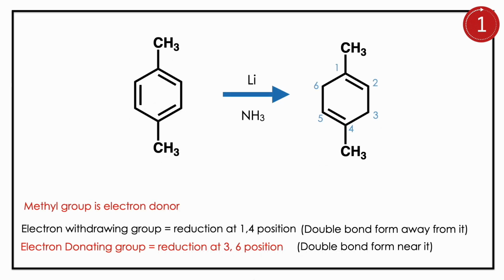Here you have two electron donating groups. So electron donating groups don't allow the anion to form nearby. So the double bond forms near it, and the anion forms away from it. So it is a typical 3,6 reduction reaction. Electron donating groups promote that. So the concept you outline here is that methyl is electron donating in nature because of hyperconjugation. So the reduction happens away from that. 3,6 reduction happens.